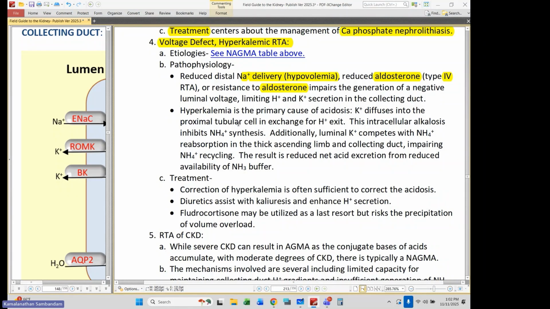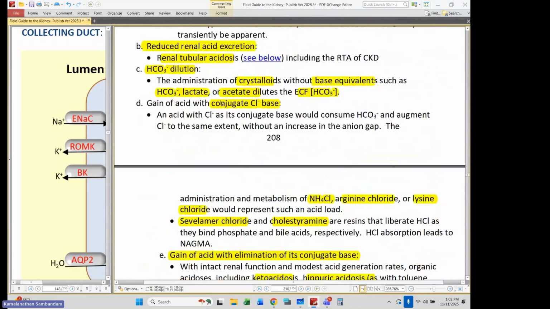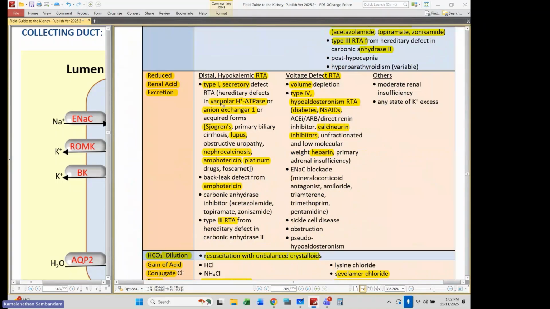Okay. Other examples of, let's call it a voltage defect, that you're going to see pretty commonly is sickle cell nephropathy. So sickle cell disease is a classic cause of a voltage defect RTA. For some reason, the distal segments of the nephron become somewhat resistant to aldosterone, or ENaC channel activity is impaired in that scenario. Again, the ENaC blockade, either through the upstream antagonist of mineralocorticoids or the downstream blockade of ENaC.